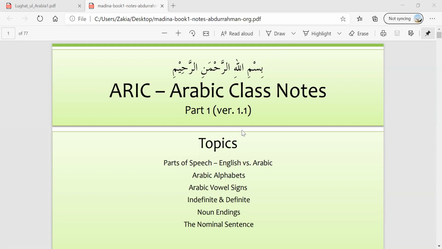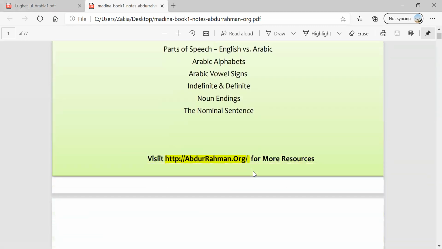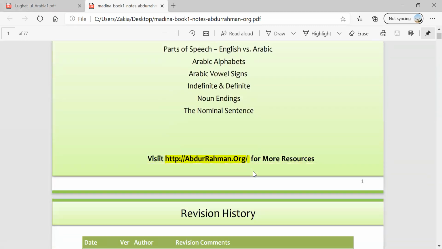So Arabic level one is the adults course that we are running, and lesson number one basically focuses on parts of speech, and inshallah we'll go through the Arabic alphabet, the Arabic vowels, indefinite and definite articles, noun endings, and the nominal sentence, inshallah. And I'll refer you back to the Medina book.